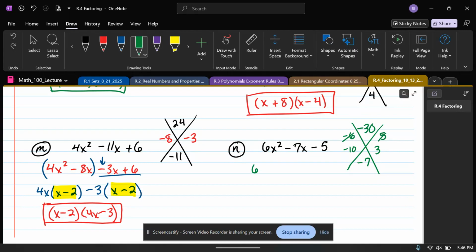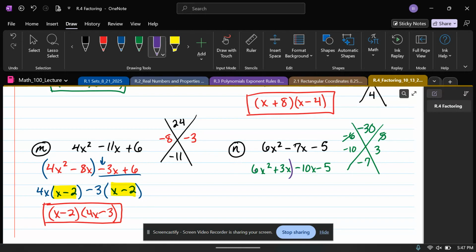So I'm going to do 6x squared, and then I'm going to do plus 3x, and then minus 10x. The reason I'm doing that is because I know the 6x squared and the 3x is an easy GCF. The 10 and the 5 is an easy GCF. It's not wrong if you did it the other way. It will still get you the same two factors at the end. But your middle step's just going to look different.